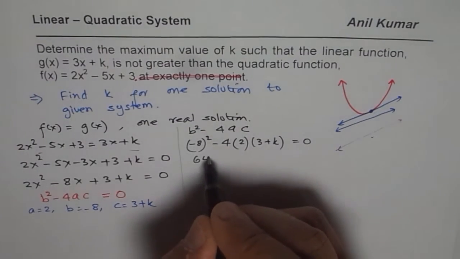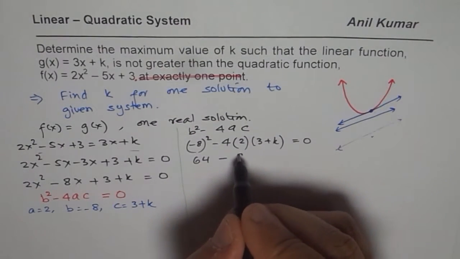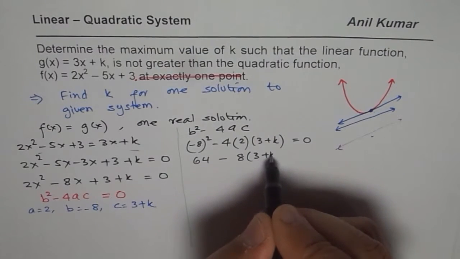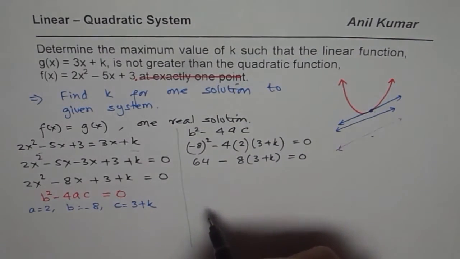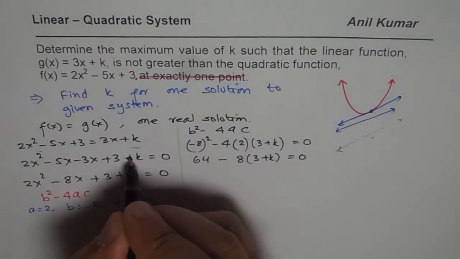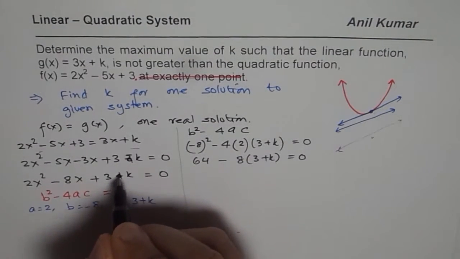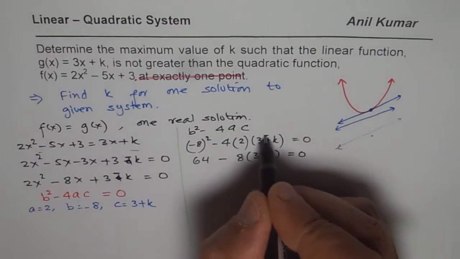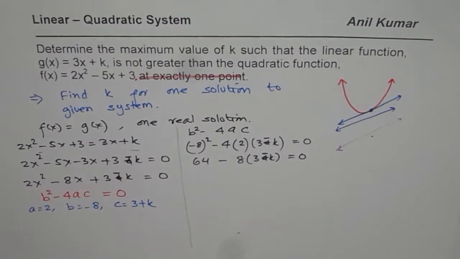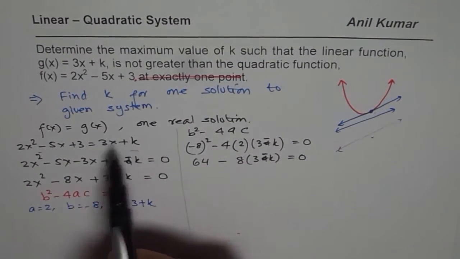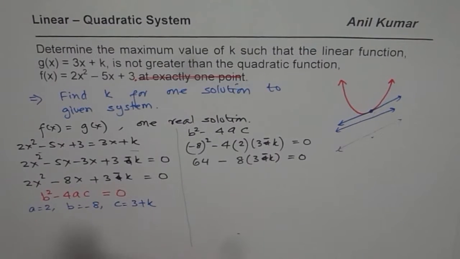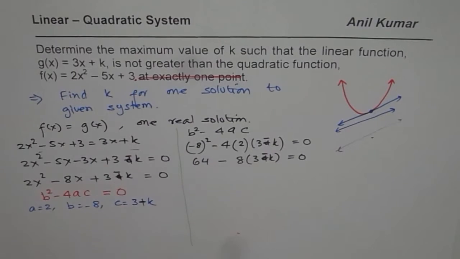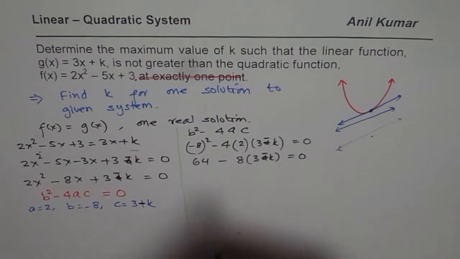So that is 64 minus 8 times 3 plus k equals 0, right? Oh, I'm sorry, when I brought it this time, k should be negative, right? Good, I found this. Let me do this correction. K should be negative. I'm sorry for that. So when you bring it to the left, k should be negative. So it is 3 minus k. Good time to find the error.